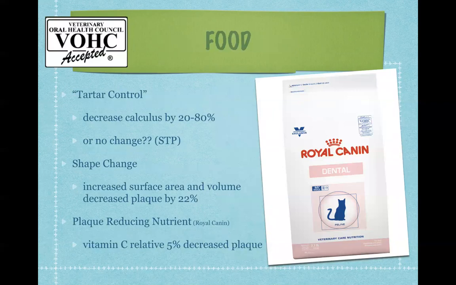A lot of products out there, when they use a tartar control, use sodium tripolyphosphate, which is what's in human tartar control toothpaste. And depending on which study and which product, they're shown to decrease calculus by 20 to 80%. It wasn't very much change, or basically almost no change in this product. So when they added the plaque-reducing nutrient, which is a vitamin C relative, that's what this product has in it, it decreased the plaque by 5%, further than just the kibble shape and surface area and structure change. So a total of 27% reduction with this food.